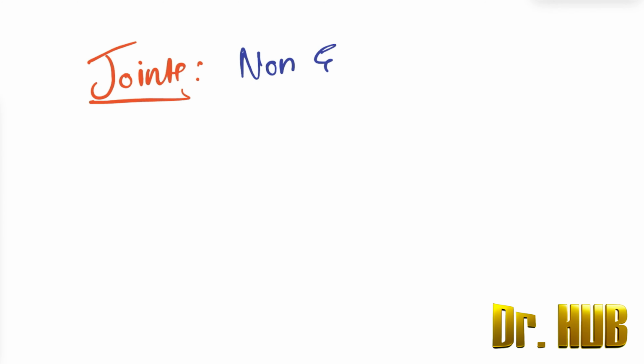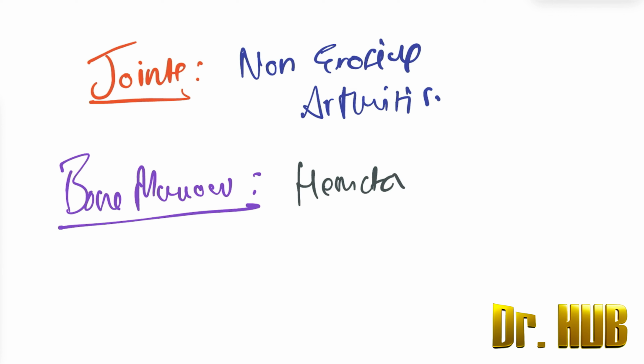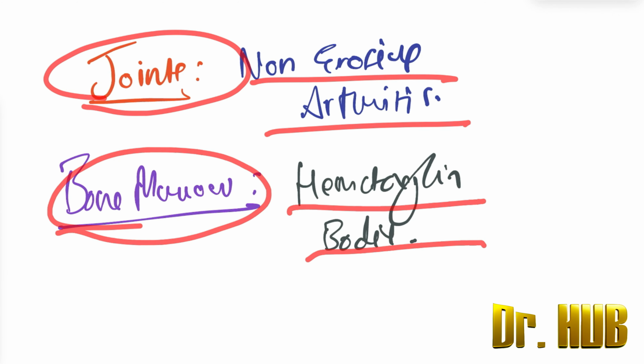The first question we asked was in terms of the joints, what is the finding? In terms of joints, there is a non-erosive arthritis. Next we asked, in terms of bone marrow, what is it? In terms of bone marrow, we find that there are hematoxylin bodies. So to repeat, we saw the joints with non-erosive arthritis and the bone marrow with the hematoxylin bodies.